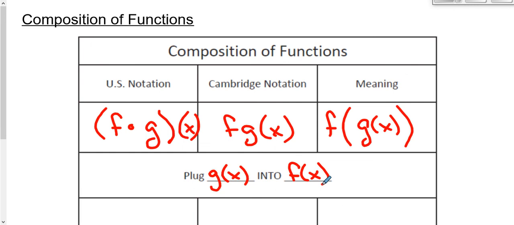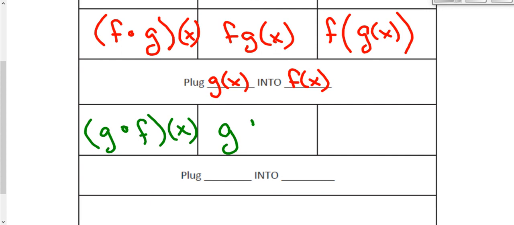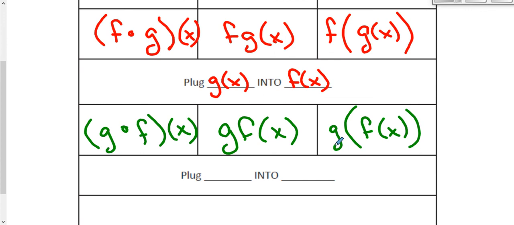Now we can also do this in the opposite direction. I can go backward and put the g first. So let's take a look at what that would look like. In my US notation, it would be written g of f of x, with a little o. In Cambridge notation, the g just gets written first, g of f of x. And that means that f of x is going to be plugged into g. So g is on the outside and f of x is being plugged in inside. So plug f of x into g of x.